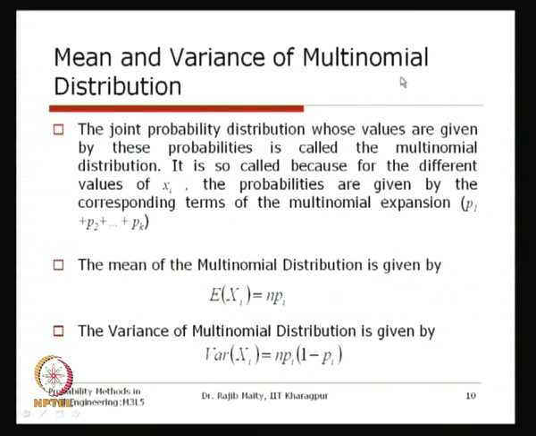The joint probability distribution whose values are given by these probabilities is called the multinomial distribution. It is so called because for the different values of xi, the probabilities are given by the corresponding terms of the multinomial expansion, that is p1 plus p2 plus p3 up to pk. The mean of this distribution can be shown to be n pi for the ith outcome, that is, the total number of trials multiplied by the probability of success for that particular outcome. Similarly, the variance for that outcome is n pi into 1 minus pi, exactly as can be drawn from the binomial distribution.